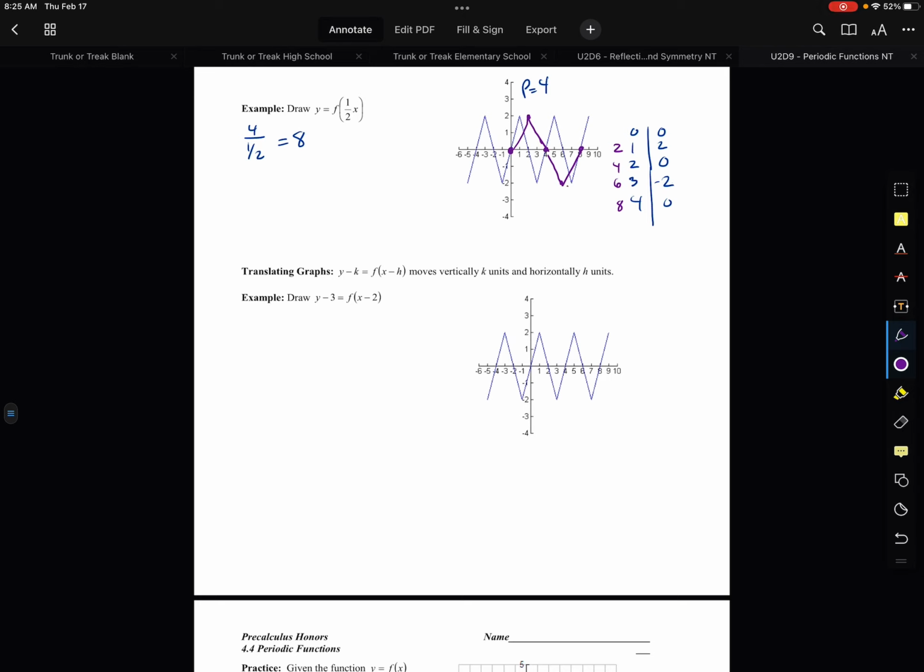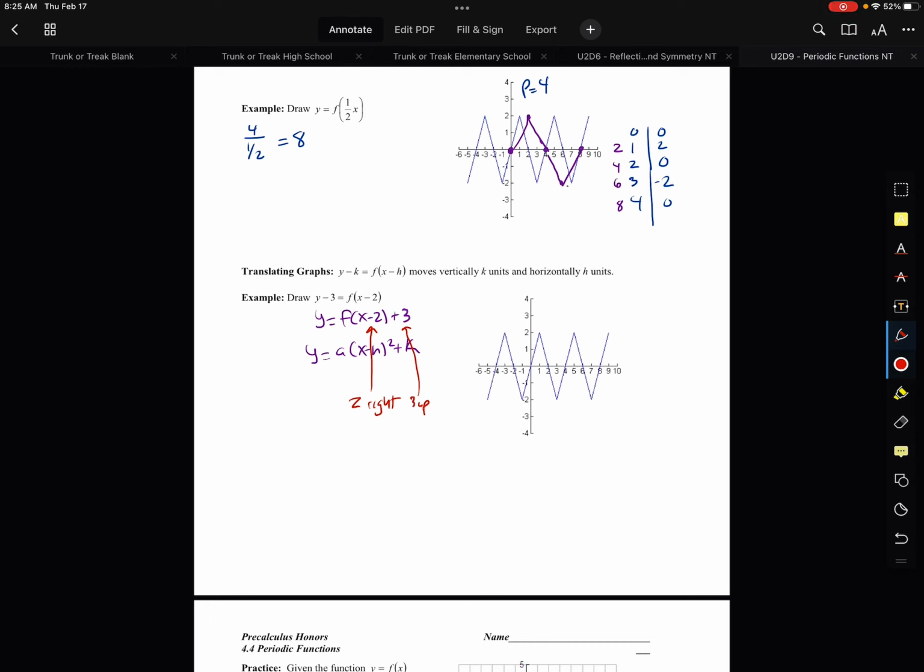All right, translating the graph. Going back to our vertex form, y equals a(x minus h) squared plus k. There's no difference here between this and what we've always done. So what is that -2 telling us? This tells us 2 to the right, and this 3 tells us 3 up.